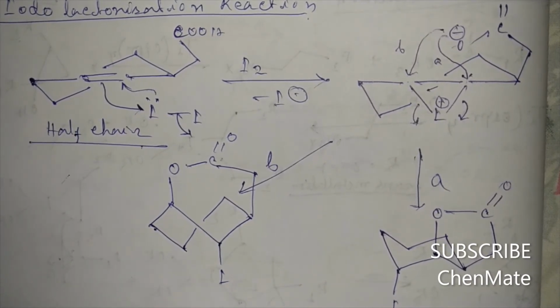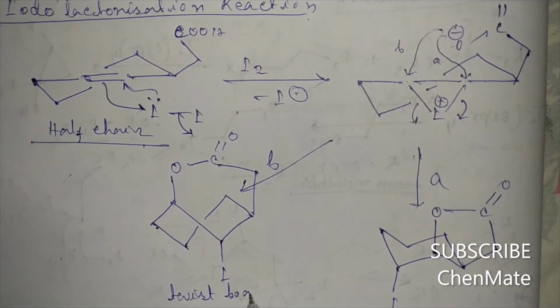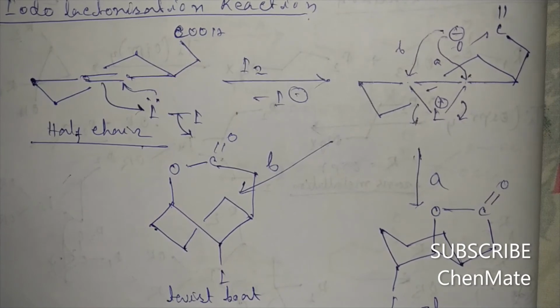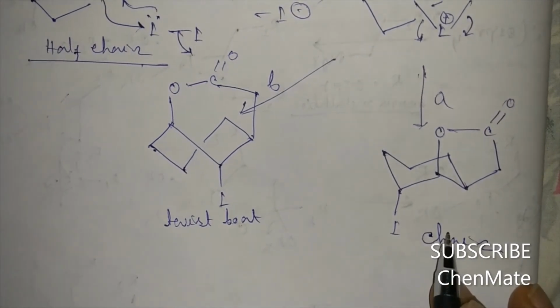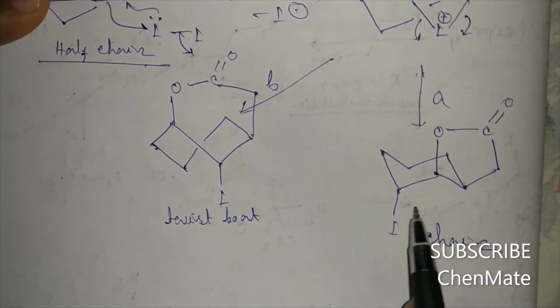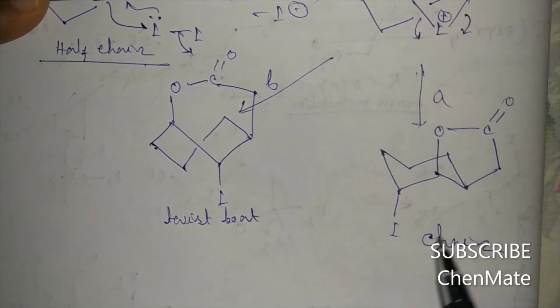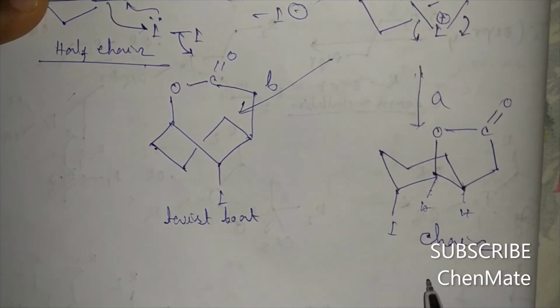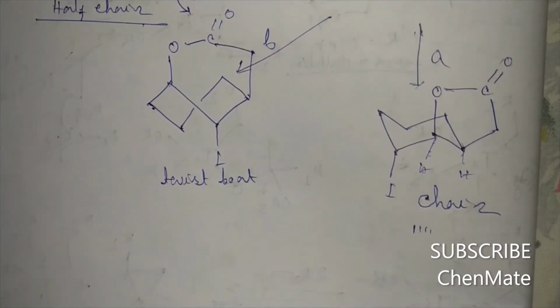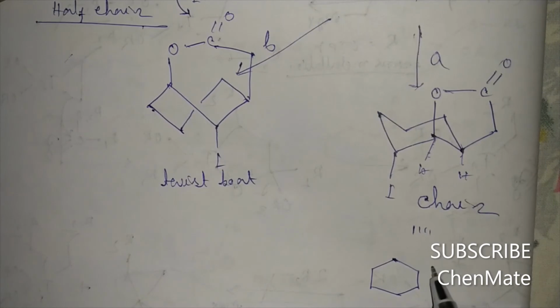But this is a twist boat form, and this is chair form. So this is more stable. So only A attack is possible here, and this product will be the major product. So here there is a hydrogen. If we draw this in another form, then we will get a 6-member ring and a 5-member ring.